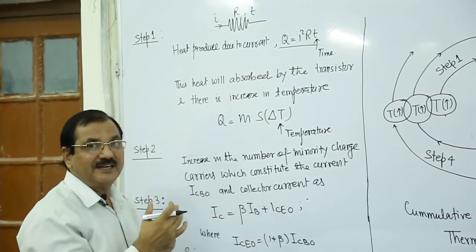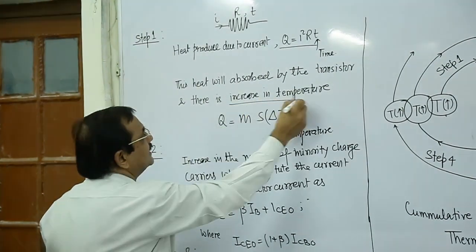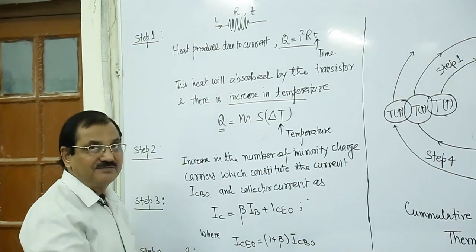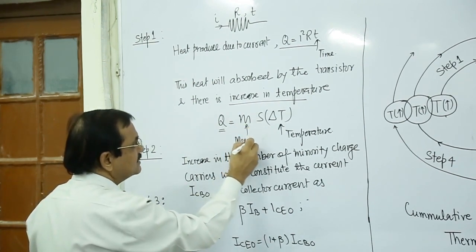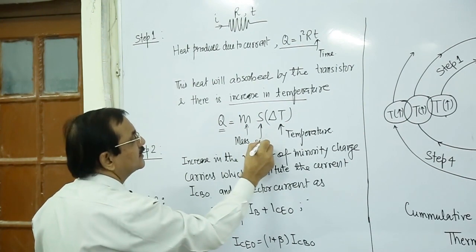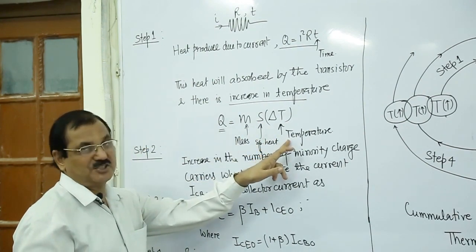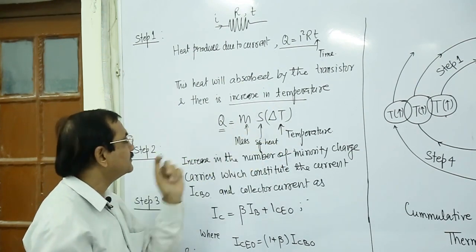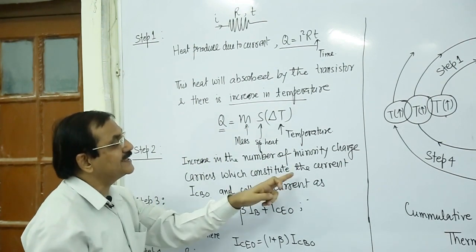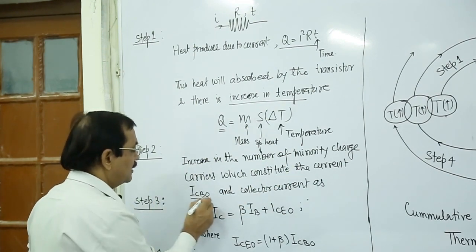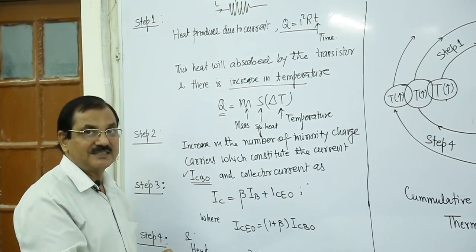If the heat is generated by the material itself and absorbed by the material itself, then there is an increase in temperature. Here Q is the amount of heat in calories, then this is the mass and here it is the specific heat of the material, so there will be an increase in temperature from this formula. Then there is an increase in the number of minority charge carriers, which constitute the current ICBO. ICBO will be the current due to the minority charge carriers in the transistor.